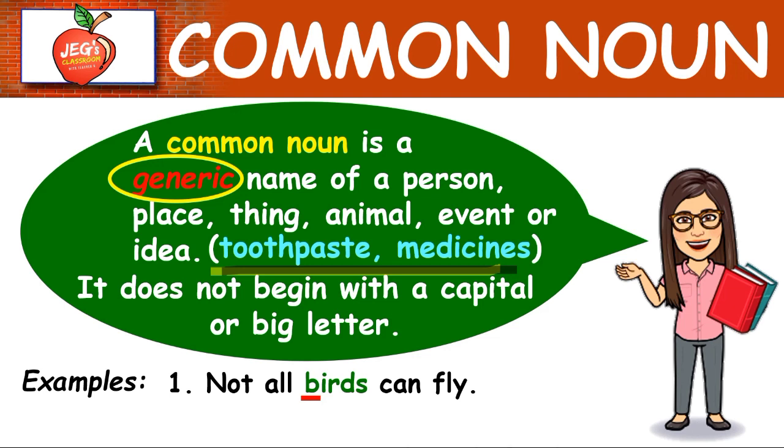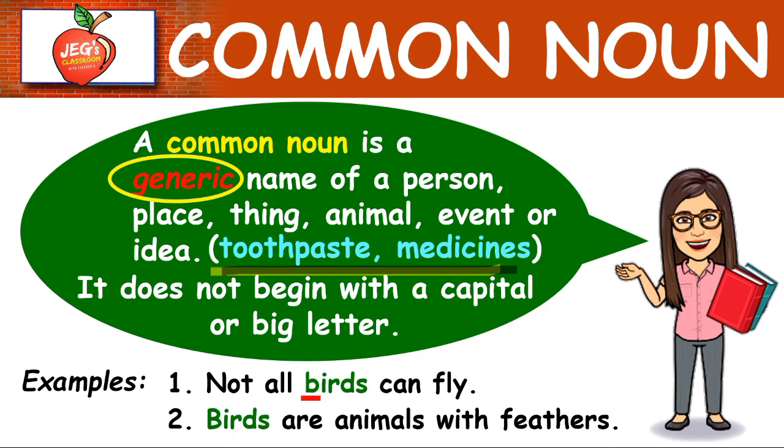Now let's see the next example. Birds are animals with feathers. As you can see, the letter B in the word birds is now capitalized. It was written in big letter because it is the first word in the sentence, although it is a common noun. As a recall, always remember the basic rules in making a sentence. A sentence must always start with a capital letter and must end with a proper punctuation mark such as a period, just like the example number 2.